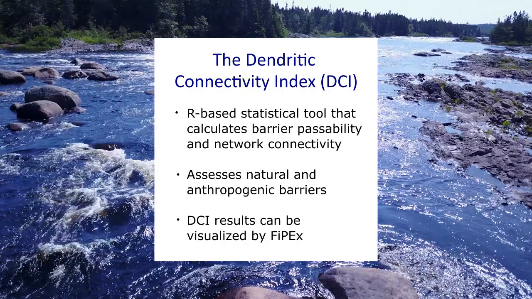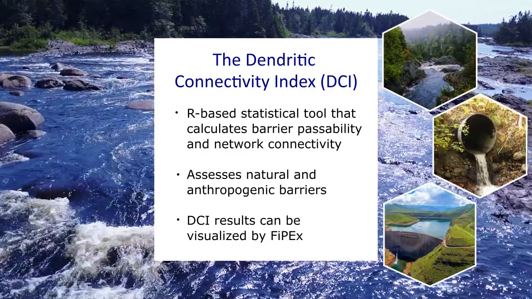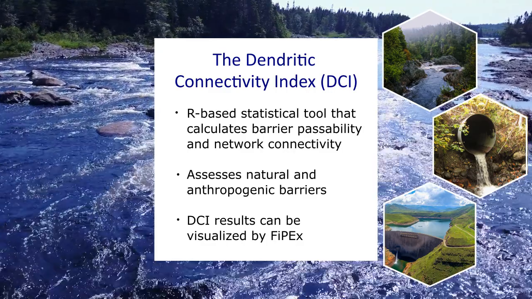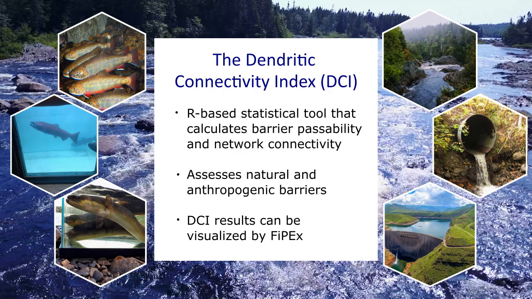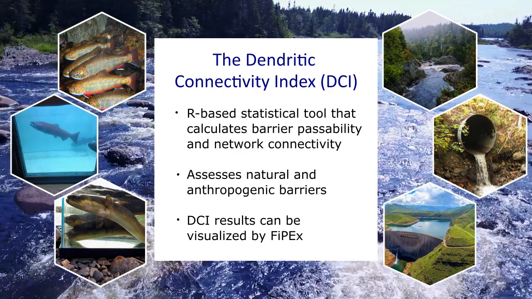The DCI can then assess both natural and anthropogenic barriers along the network, such as waterfalls, culverts, or dams. The DCI has two variants, one that quantifies connectivity for stream residents, and one that quantifies connectivity for species that migrate to and from the ocean.